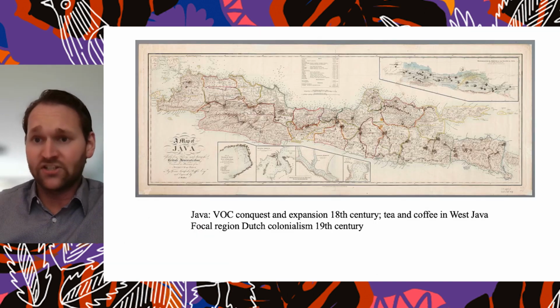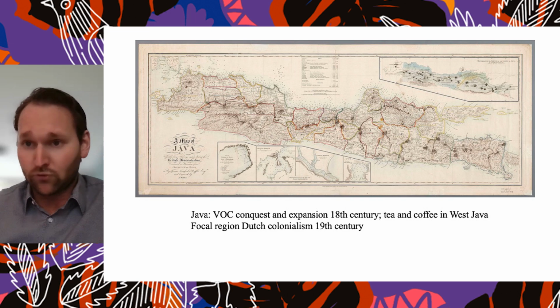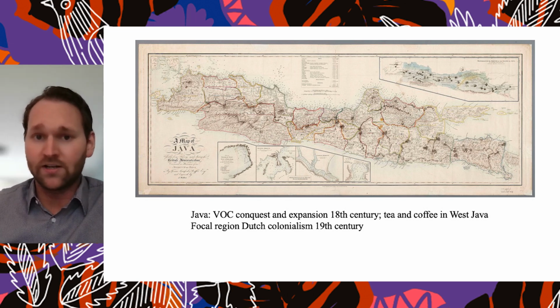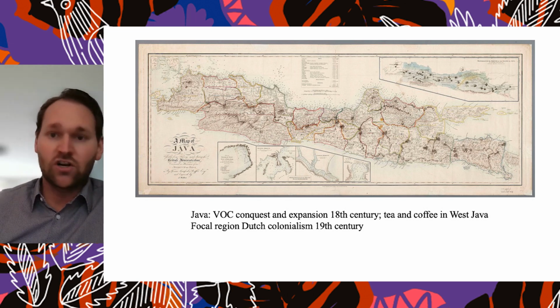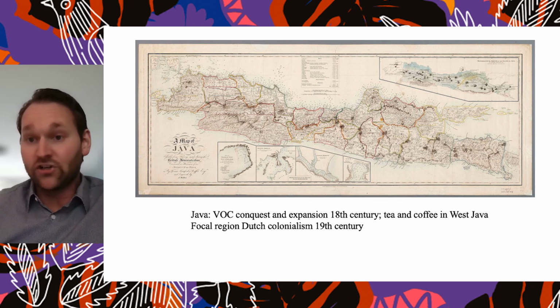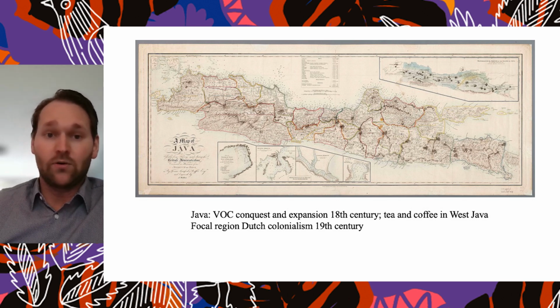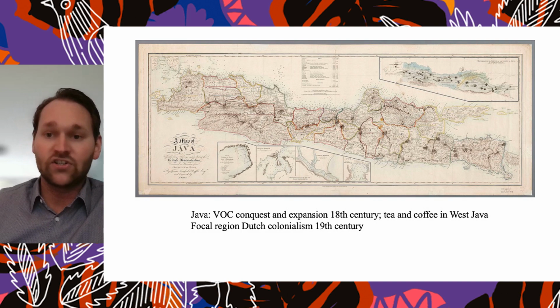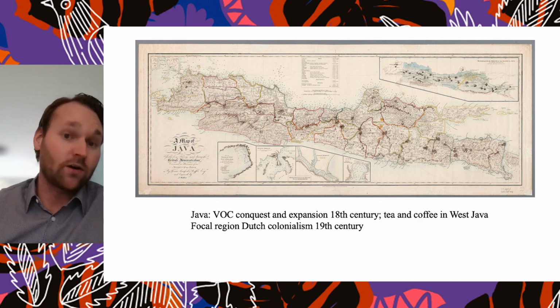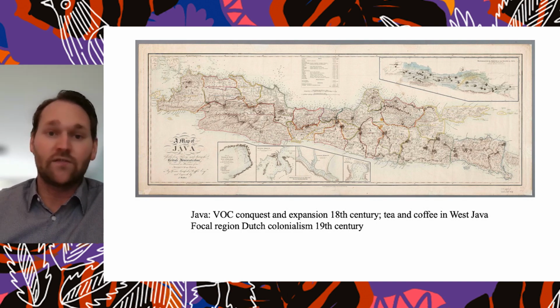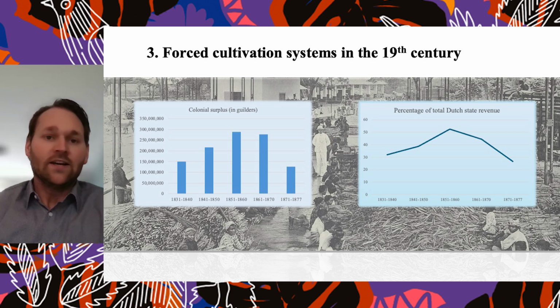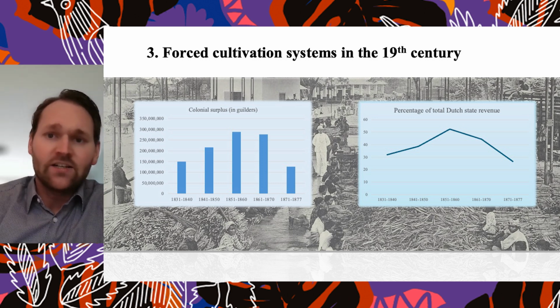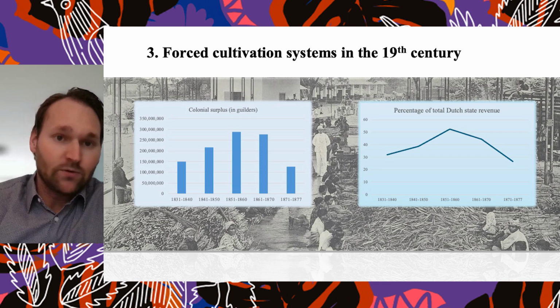In Java, we see something similar. So the slow embroilment of the VOC in local politics led to a partial Dutch conquest of the island and cooperation with local elites to deploy existing state systems and sedentary rice cultivating peasantries for the production of cash crops like tea, sugar, and coffee. The VOC went bankrupt around 1800, and its territories in Indonesia were reformed into a colonial state under Dutch rule.